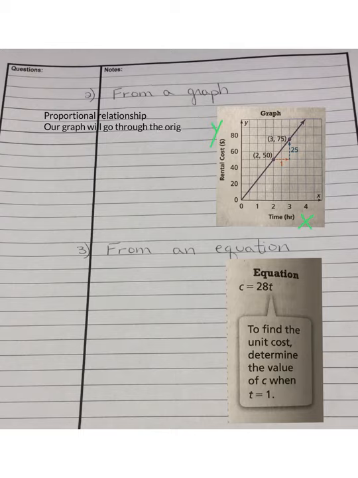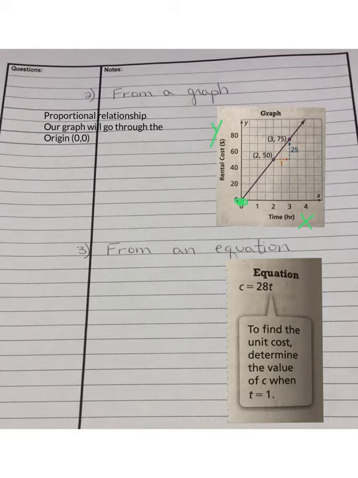And the origin is 0, 0. So it's 0, comma, 0. So if we have a proportional relationship here, which we do because we are going through the origin 0, 0. If we do not go through the origin, we do not have a proportional relationship. One very important thing to have written down.